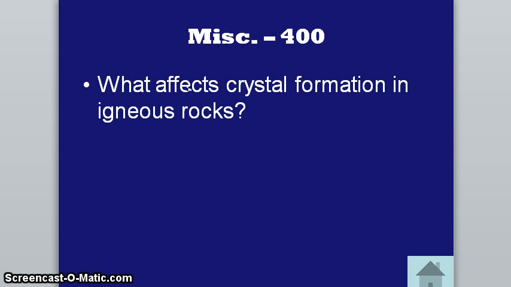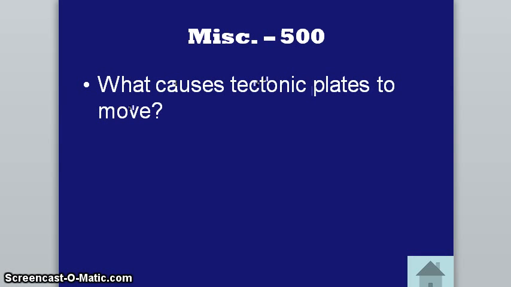What affects crystal formation in igneous rocks? It's the speed at which they cool down. If they cool down very, very fast, they would be extrusive and have small crystals. If they cool down slowly, they would be intrusive and have large crystals.